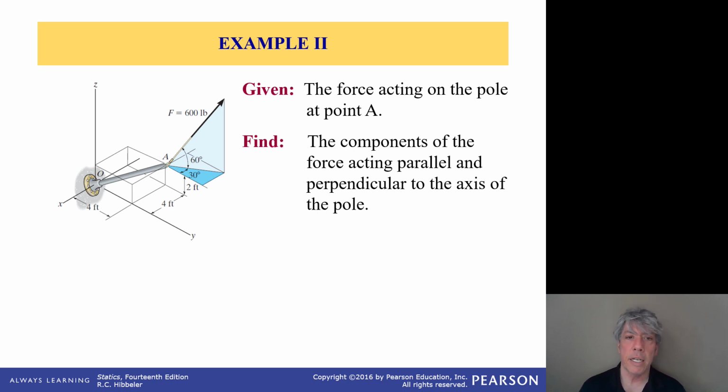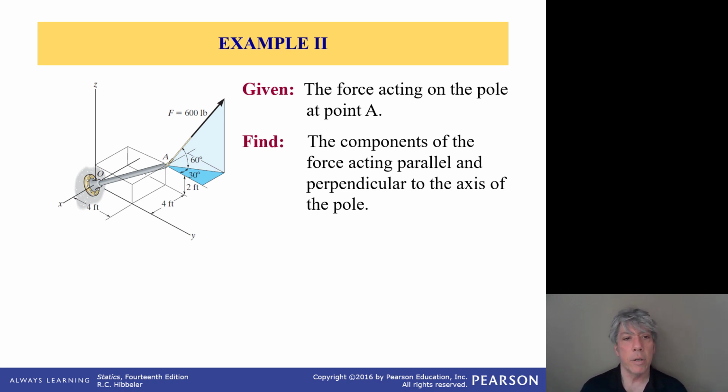Here's example 2. It's a similar problem. We've got a force acting at the end of a pole at point A, and we're supposed to find the components that are acting parallel and perpendicular. So this is very similar to the last example, except we're going to go farther. And of course, we're in English units this time instead of metric units, but the same principles apply. Now, it's really important to wrap your head around what's going on here. This is a 3-dimensional picture rendered on a 2-dimensional surface.